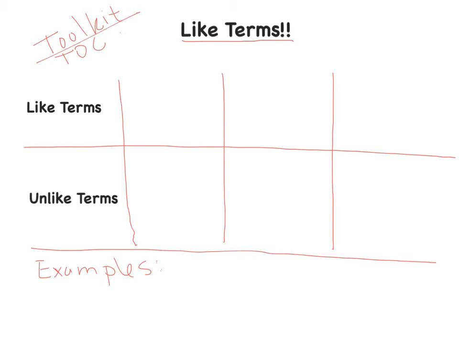Alright, so now that you have your table set up, let's take a look. So 3x and negative 5x. Those are considered like terms because they both have the same variable. Alright, so they have the same variable, x. Alright, let's take a look at something else.